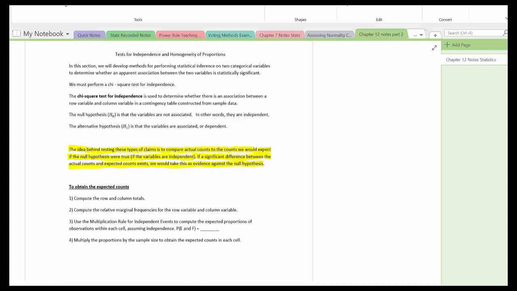If a significant difference between the actual counts and expected counts exists, we would take this as evidence against the null hypothesis. So, to obtain these expected counts, compute the row and column totals, compute the relative marginal frequencies for the row and column variable, and use the multiplication rule for independent events to compute the expected proportions of observations within each cell, assuming independence. So remember, the probability of E and F would be the probability of E times the probability of F. Multiply the proportions by the sample size.